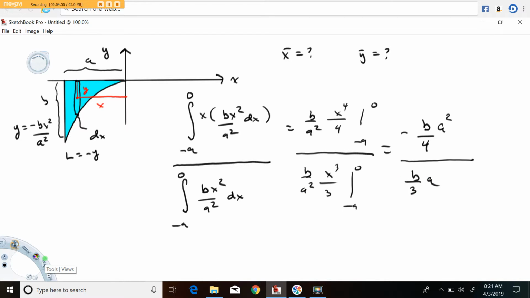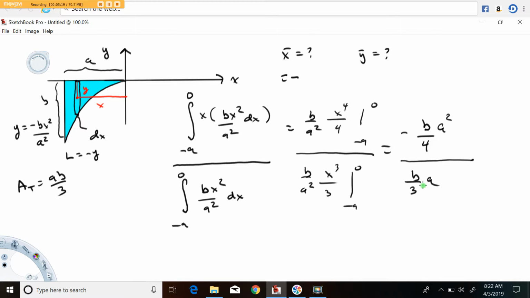I'm going to go ahead and save that, because we can use it in our integral for y bar. So BA over 3, or AB over 3. Okay, so our x bar, and get this simplified here, is this expression, and it's negative, which we should expect. You know, this is to the left of the origin.